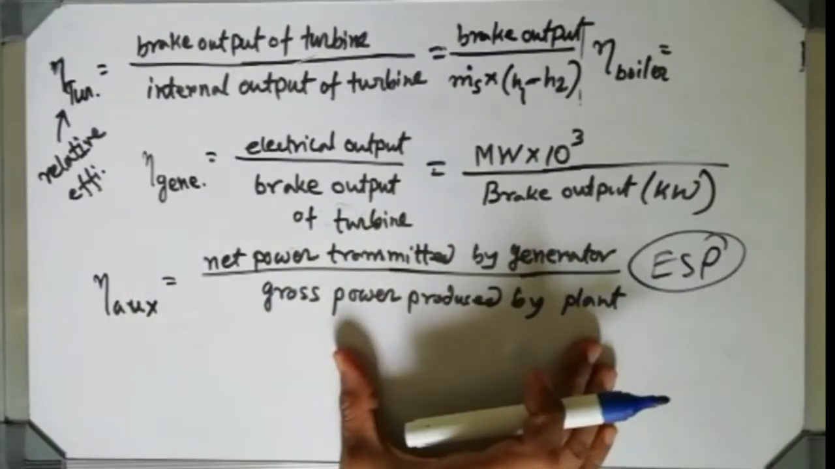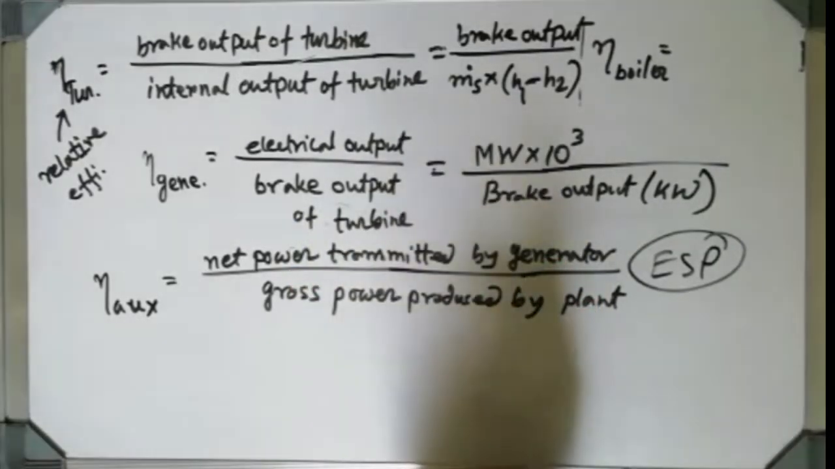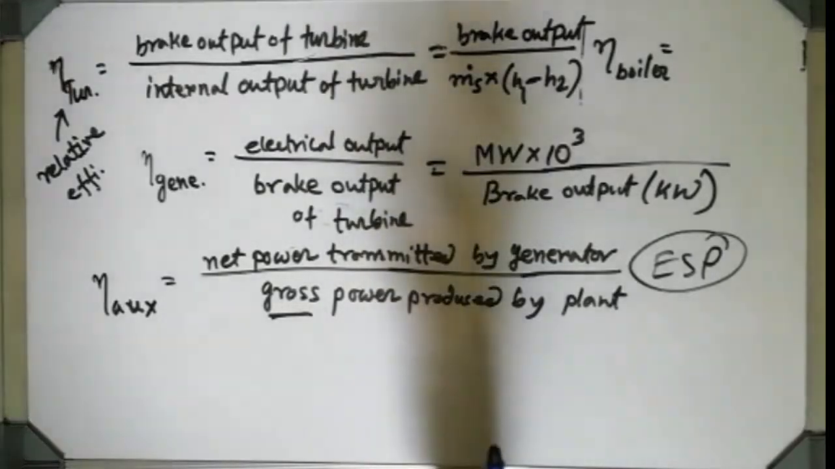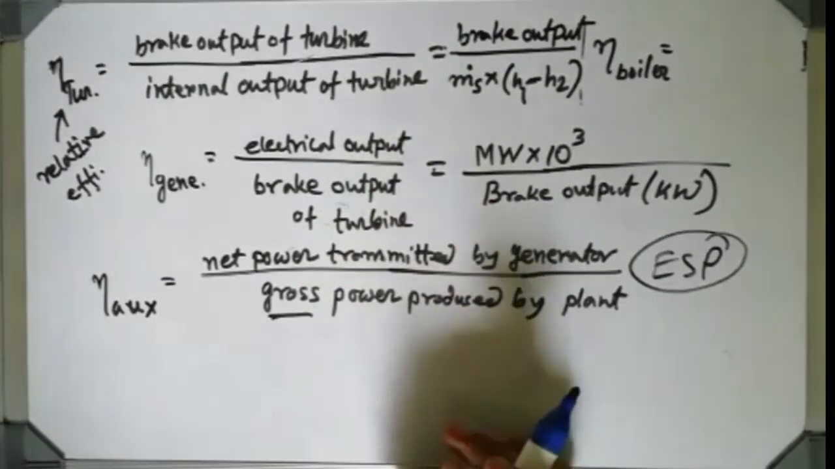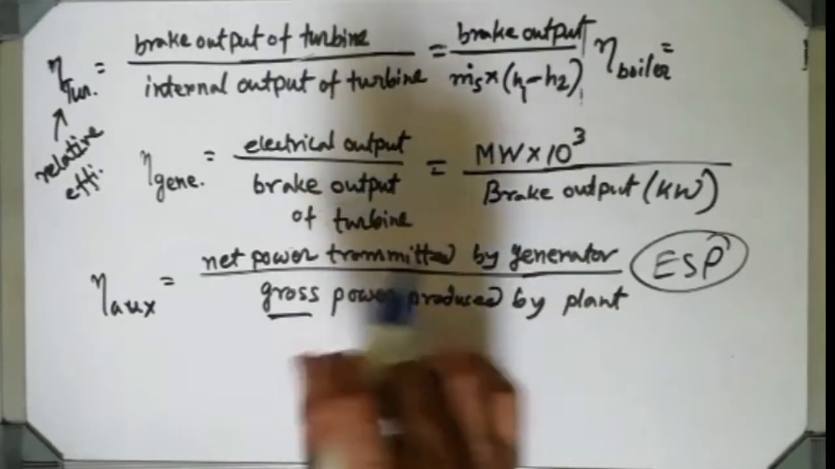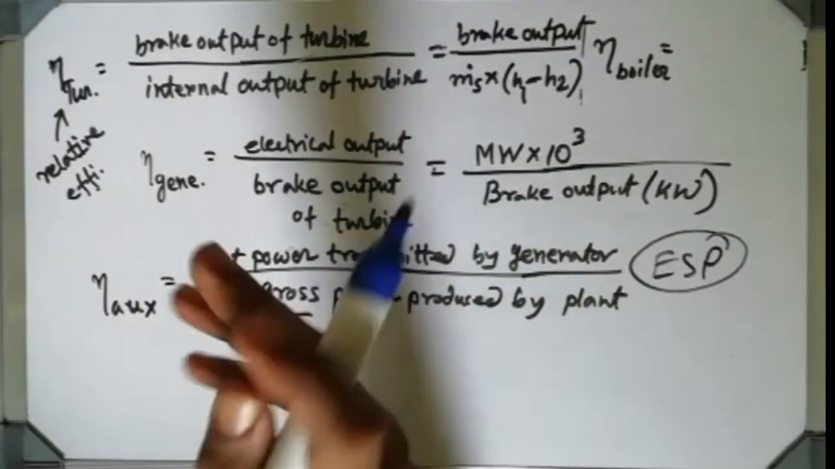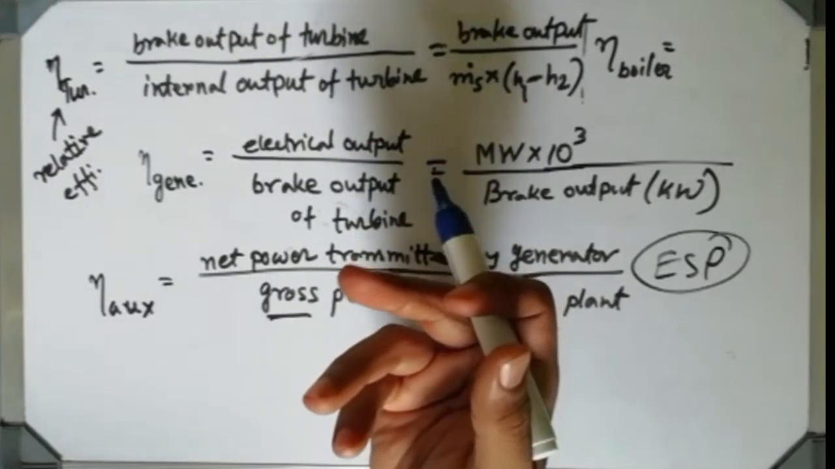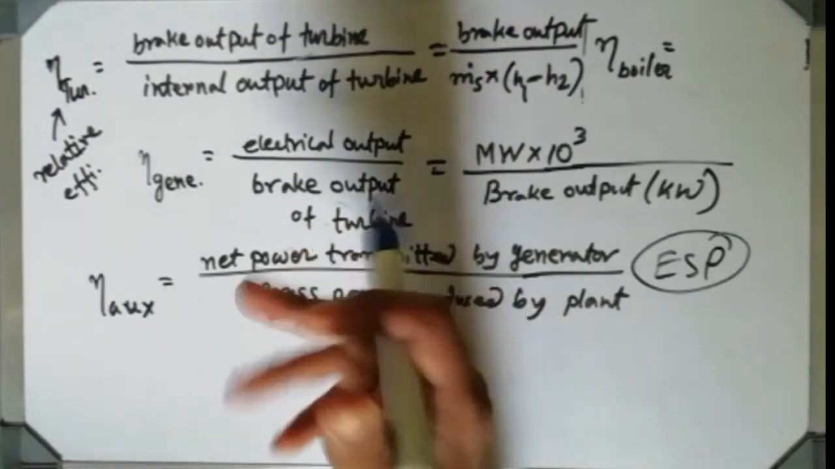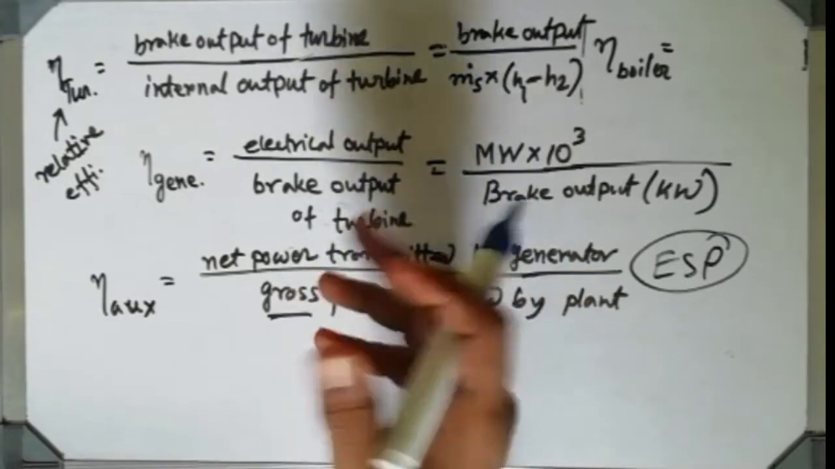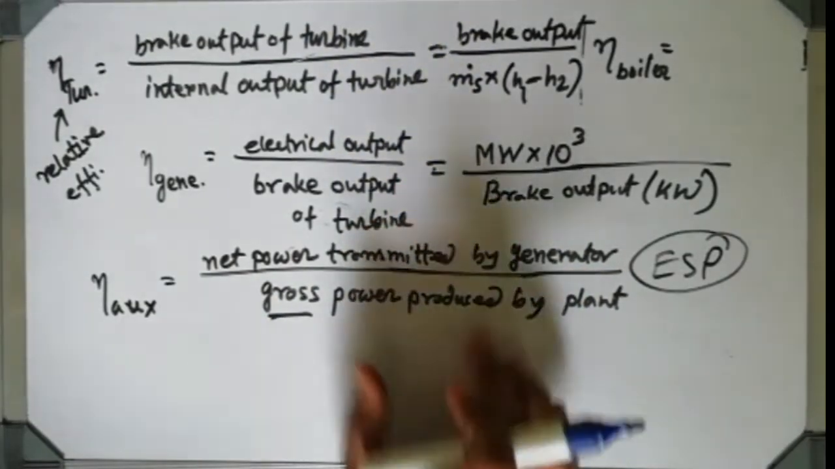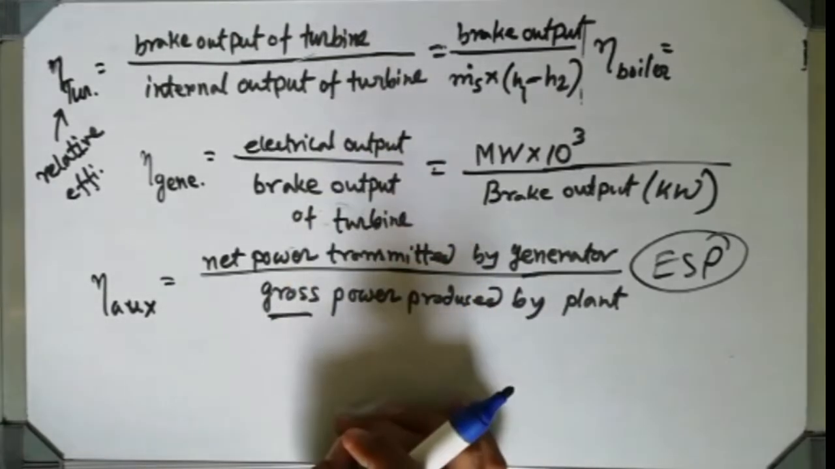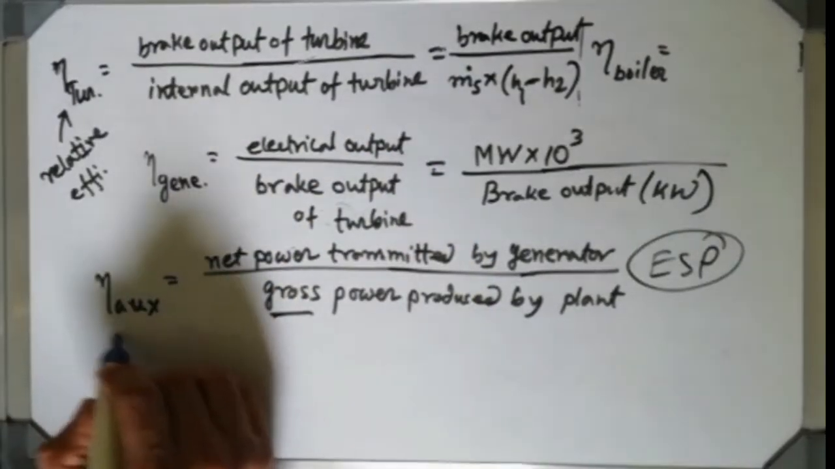The denominator part will be greater, and the numerator part will be less, than 1. You can see the gross power will be the maximum, more than the numerator, net power. Net power means what remains after consuming some of the power with the help of those ESP, draught fans, or crusher, which consume some power. So the net power will be less than the gross power. If you compare these two, then you can find the auxiliary efficiency.